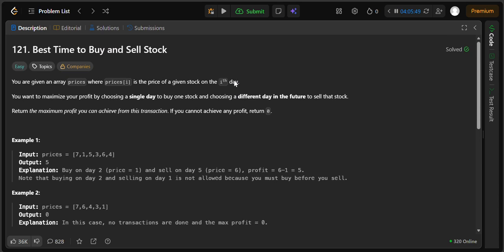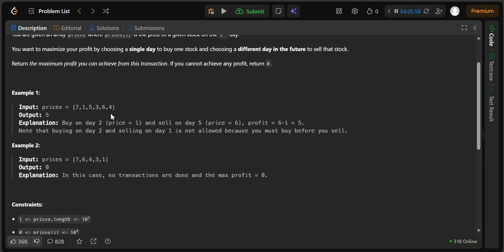Hello guys, we're gonna solve the question best time to buy and sell stock. Before solving the question, let's understand the problem. We are given an array of prices and we need to find the best day to purchase that item and the best day to sell that item, and we simply have to return the profit.